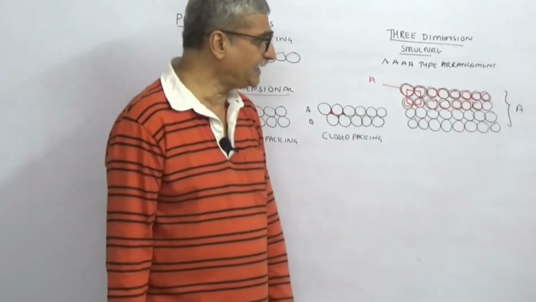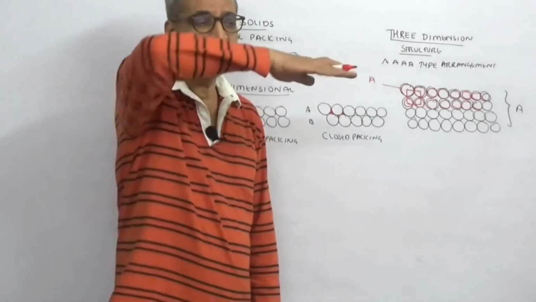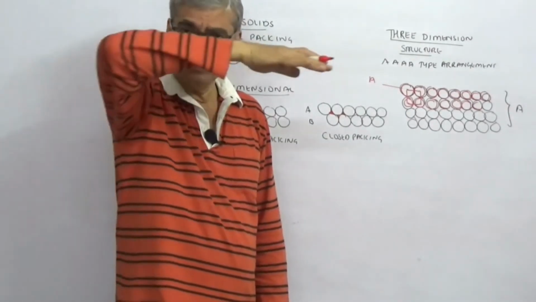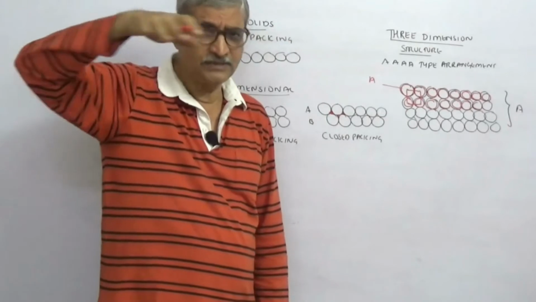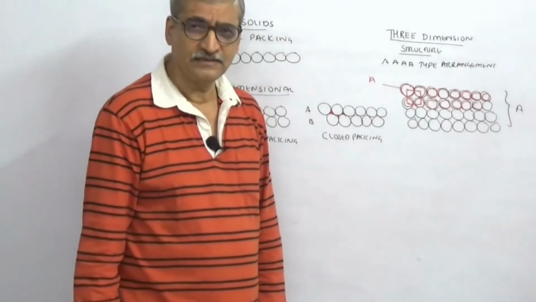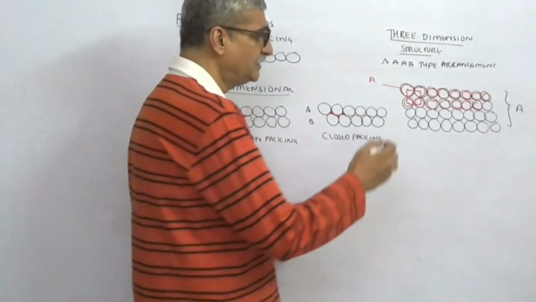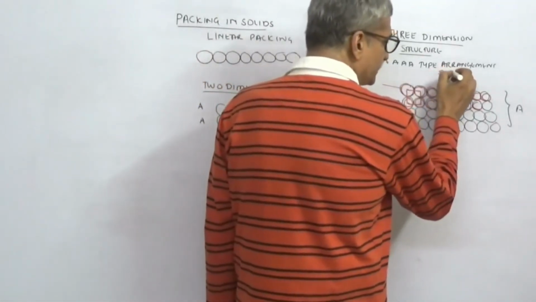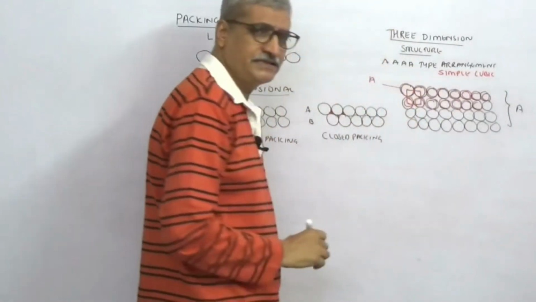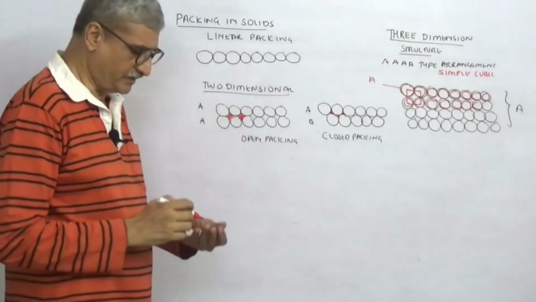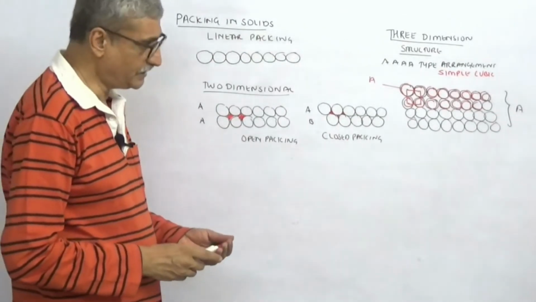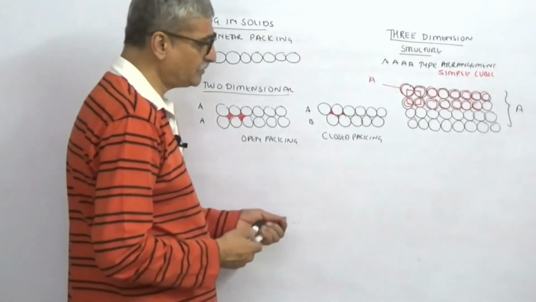So A type arrangement. You have a layer A, open packing, one more layer above that, one more layer above that, one more layer above that. When you try to get one unit cell, what will be the crystal lattice of the unit cell? So A type will be simple cubic. So this is what they are asking in the entrance exam. A type arrangement, three-dimensional arrangement will result in what? A simple cubic arrangement. Then let us look at the next one.